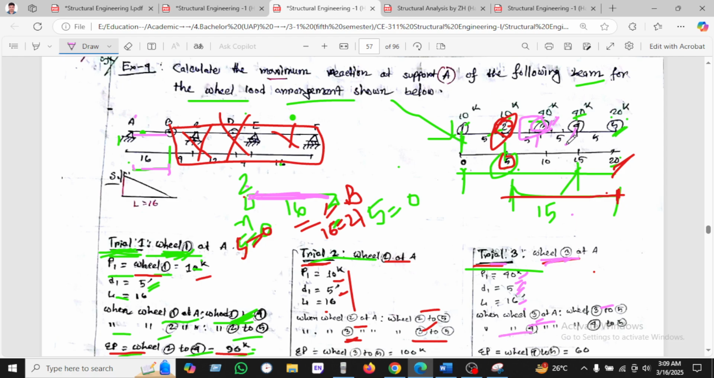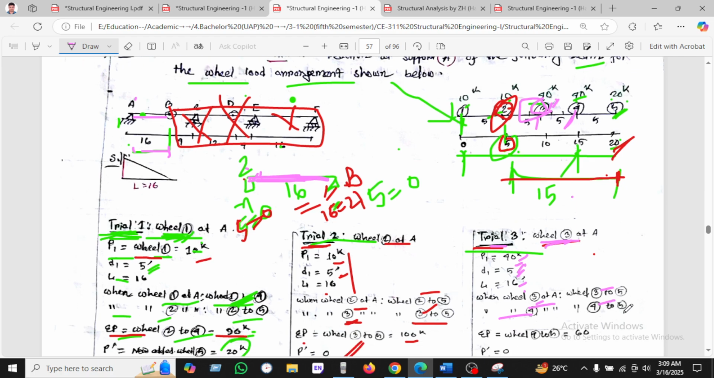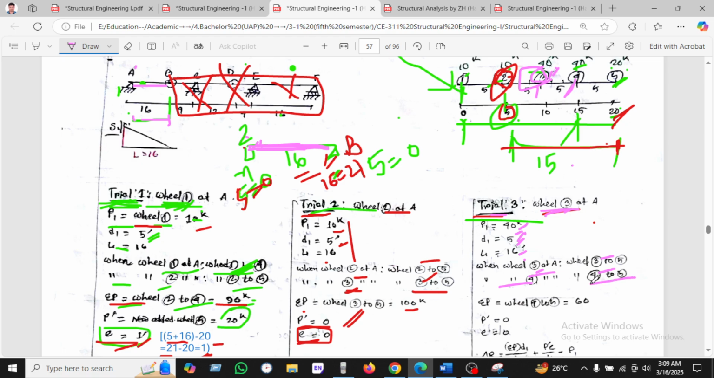This is the wheel, another 4 we'll take here. It will also be 3 to 5. So there is no new wheel load applied. That's why P is 0 and E is 0. If a new wheel is added, then the values will be P prime and E.